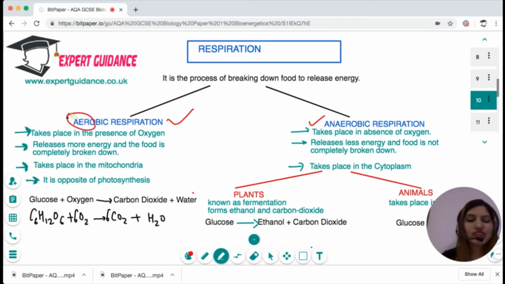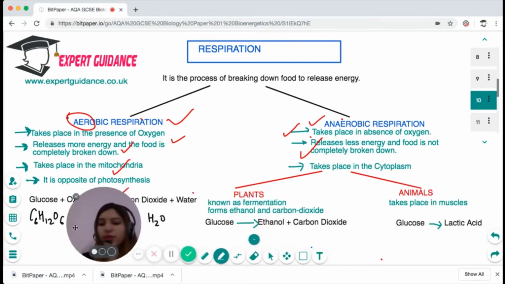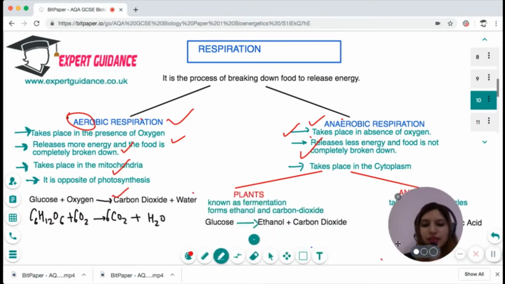Aerobic, as the name suggests, air. So it happens in the presence of oxygen. Anaerobic takes place in the absence of oxygen. Aerobic releases much more energy as the food is completely broken down. Anaerobic releases less energy as the food is not completely broken down. Aerobic respiration takes place in mitochondria and it is the opposite of photosynthesis, whereas anaerobic respiration takes place in the cytoplasm.